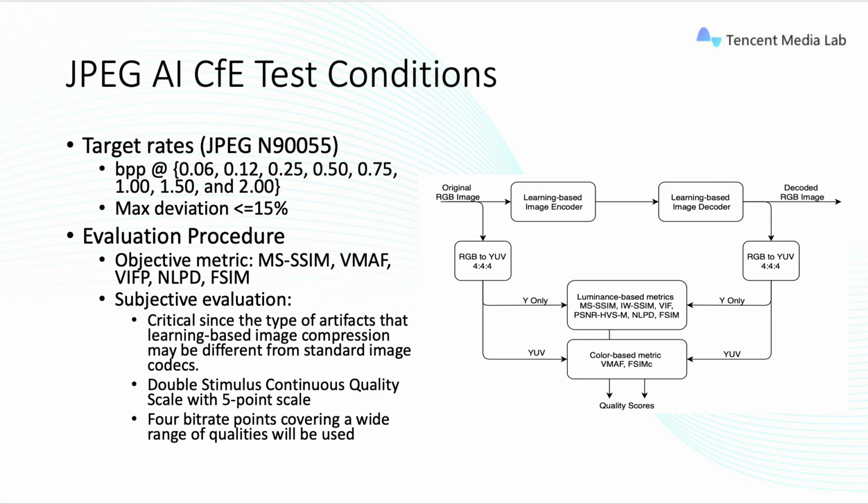Both objective and subjective qualities are measured. Objective image quality is measured by computing several quality metrics, including the well-known MS-SSIM and VMAF, and a few more. And for subjective quality evaluation, the double stimulus impairment scale methodology was used.